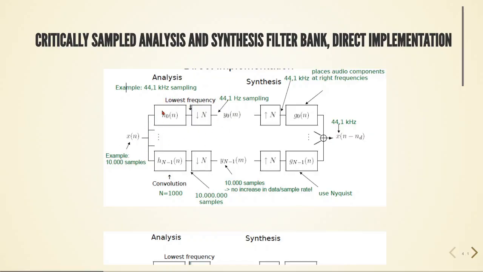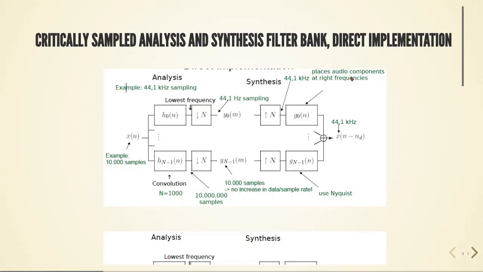inserted in this filter bank, and we have 1000 subbands, and before downsampling we will have 1000 times 10,000, so we will have 10 million. That's just before downsampling, but when we apply downsampling, we will go back to 10,000 samples. So in this way we have no increase in data, so no increase in the number of samples.